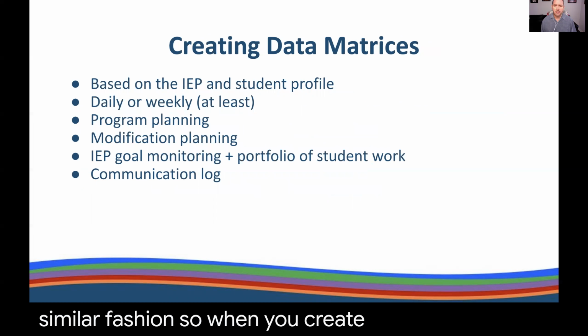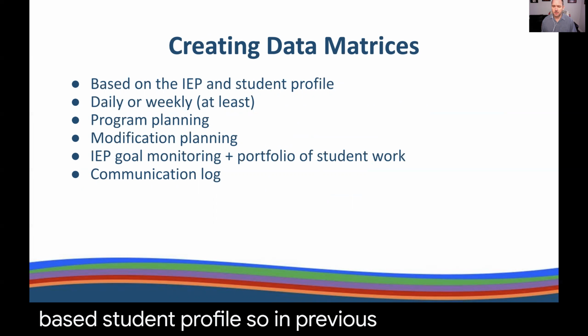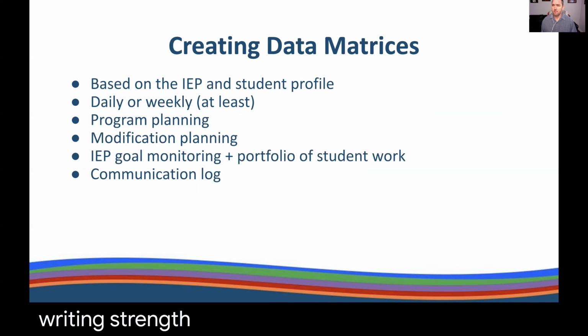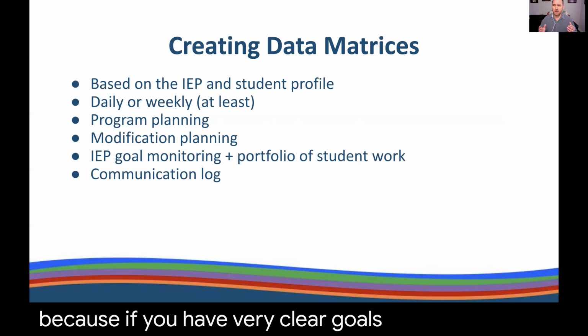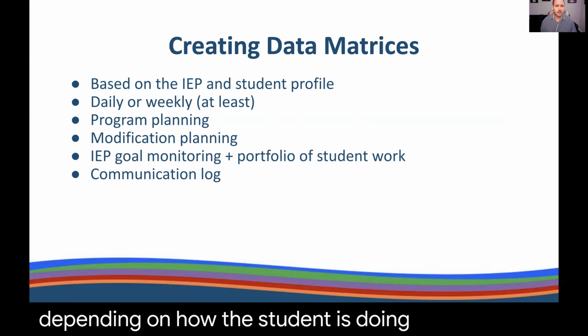So when you create data matrices, it's based on the IEP, obviously, and a positive strength-based student profile. So in previous videos, we were discussing things like person-centered planning, writing strength-based, measurable, and benchmarked IEP goals, having action plan meetings. All of those things are connected to data matrices because if you have very clear goals and everyone is on the same page, you can tweak those goals depending on how the student is doing, how they're progressing.